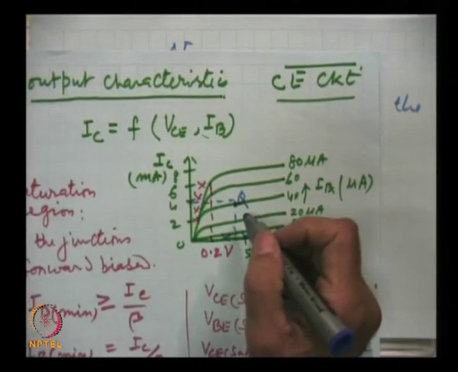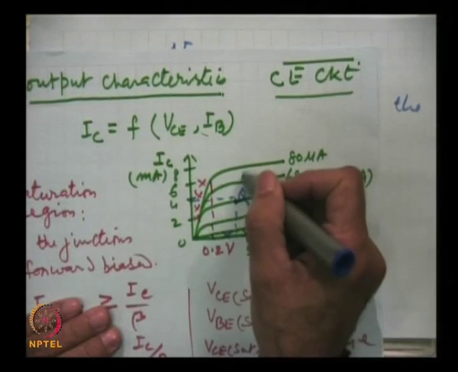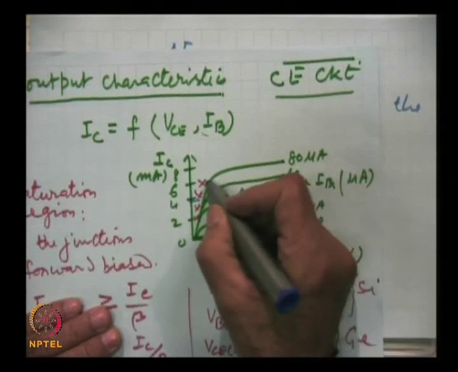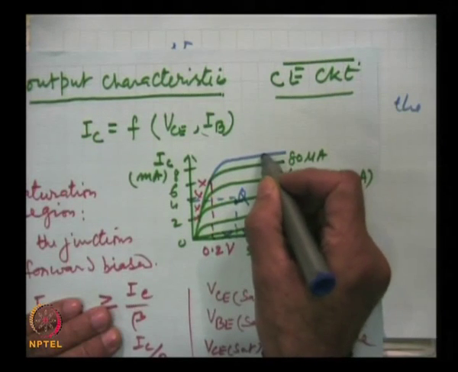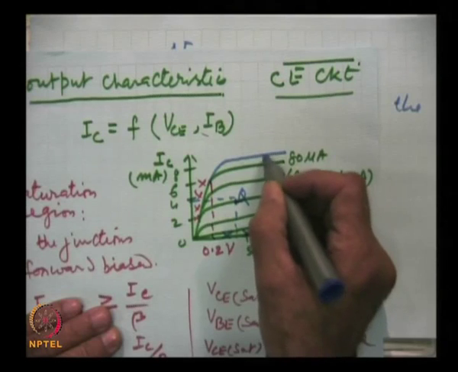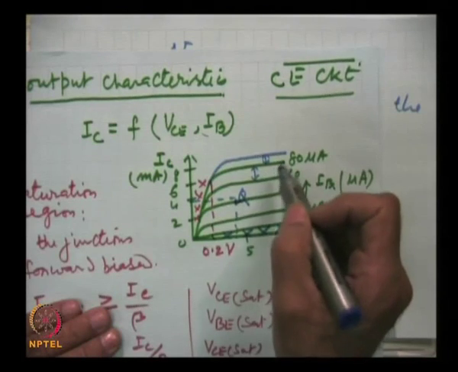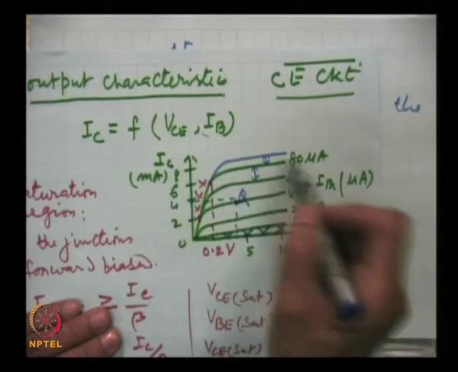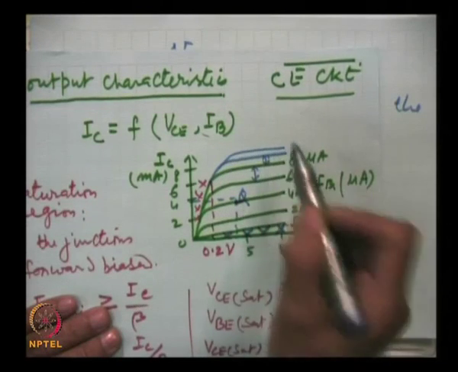A few more points we note from these characteristics: if we look at these regions, here there is a crowding of these characteristics. For example, for the next 20 degree rise, this may be like this, where there will be less space as compared to this. Now, this is to be explained. So, I will explain two points. Number one, when we increase the base current, why is there a crowding of these curves?